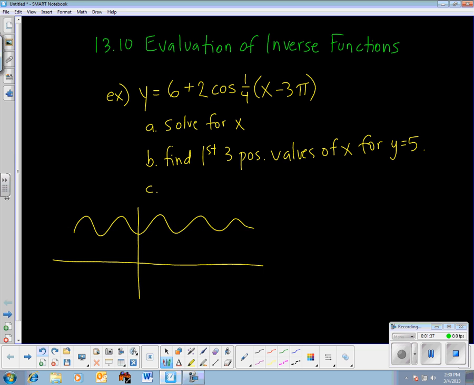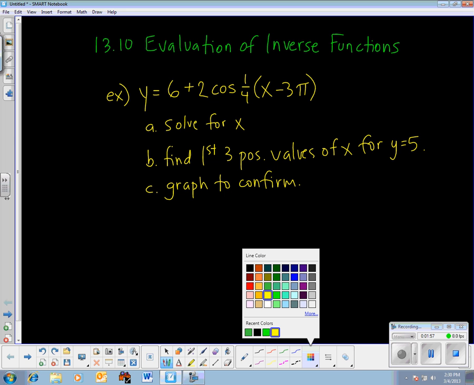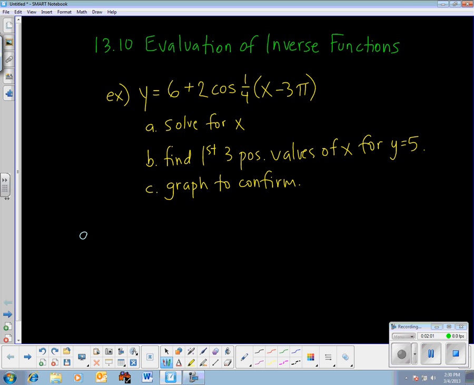We're going to solve it analytically first, and then we're going to graph to confirm, and show that those three values make sense on a picture. So let's start with A. We'll just get a nice new color here, and let's solve this thing for x.